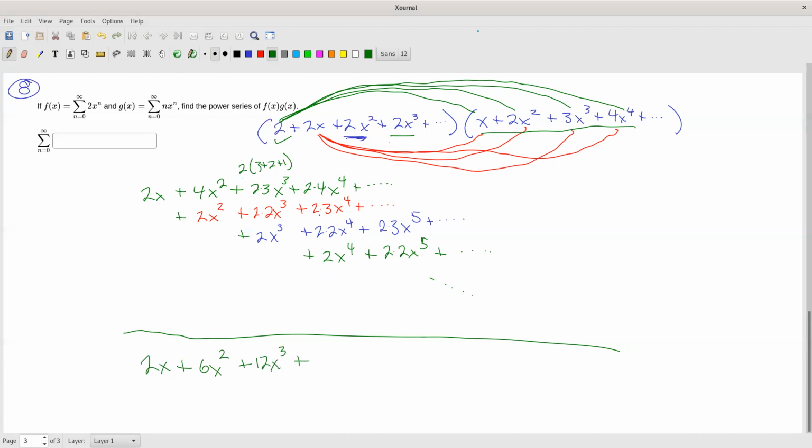Is there a pattern developing here? This one's going to be a 2 times everything, and then 1 plus 2 plus 3 plus 4 gives me a 10 times 2 is going to be, there's 20 of those there, x to the 4th.